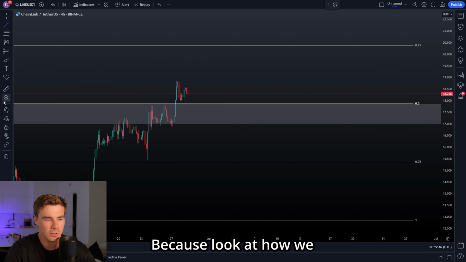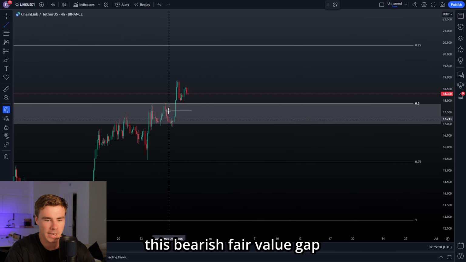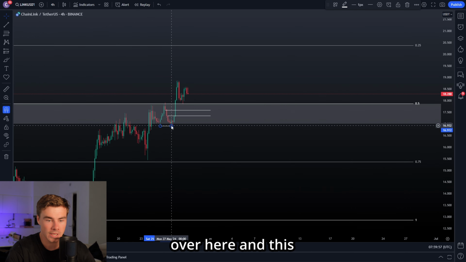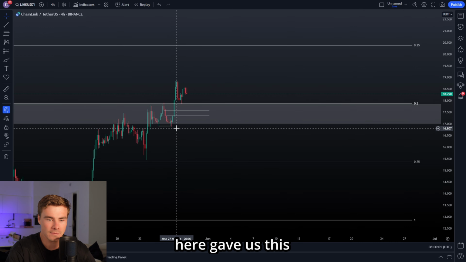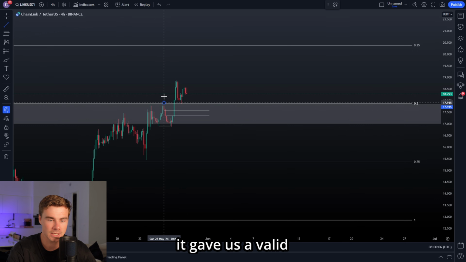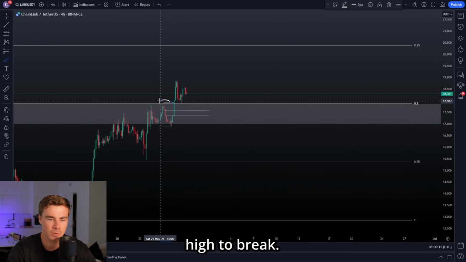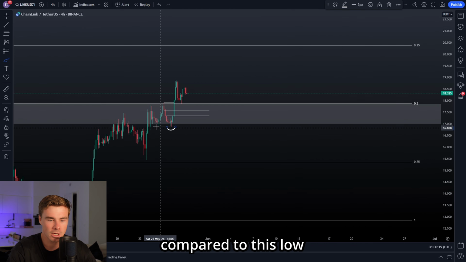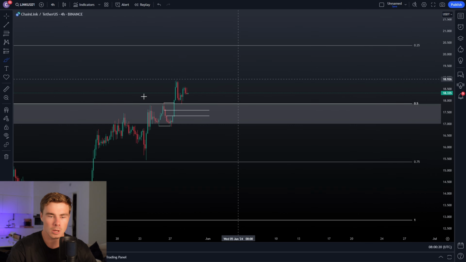Why? Because look at how we first displaced to the downside and we put in this bearish fair value gap. Look how we saw a local bullish liquidity sweep over here, and this bullish liquidity sweep of that low gave us this bullish impulsive structure towards the upside, and it gave us a valid shift in structure. Why? Because this high over here was a significant high to break. Why was it a significant high to break? Because it brought us to a fresh low over here compared to this low that brought us to that high. So it was a significant high to break. Bullish shift in structure.